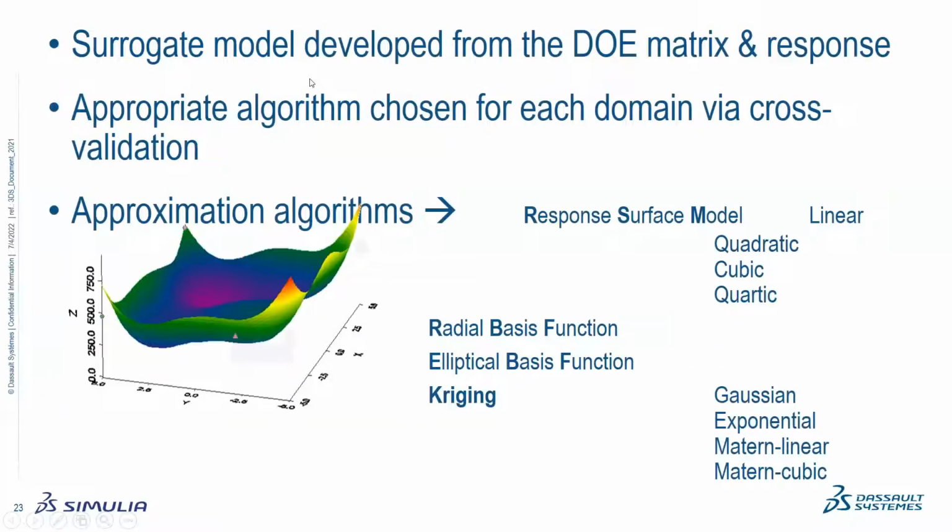So surrogate model development from DOE and responses, everything you can work in Isight. And we have some methods like RSM, response surface method. This is very commonly used. We can now support linear, quadratic, and third degree and fourth degree as well. And with respect to some of the neural networks that are used nowadays, RBF and EBF, radial basis function, elliptical basis function. We have these techniques also available, and similarly kriging autocorrelation methods. So we have enough techniques which can help you create that as well.